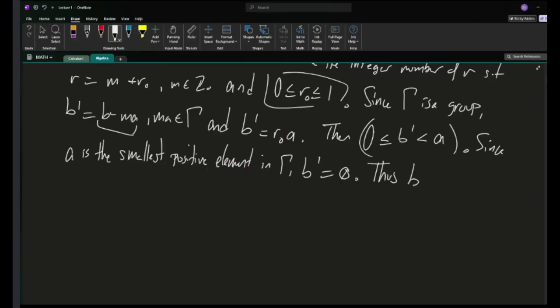Thus, B is equal to MA, which is in AZ. Thus, gamma is in fact a subgroup of AZ. I think I messed up earlier as well. Therefore, gamma is equal to AZ.